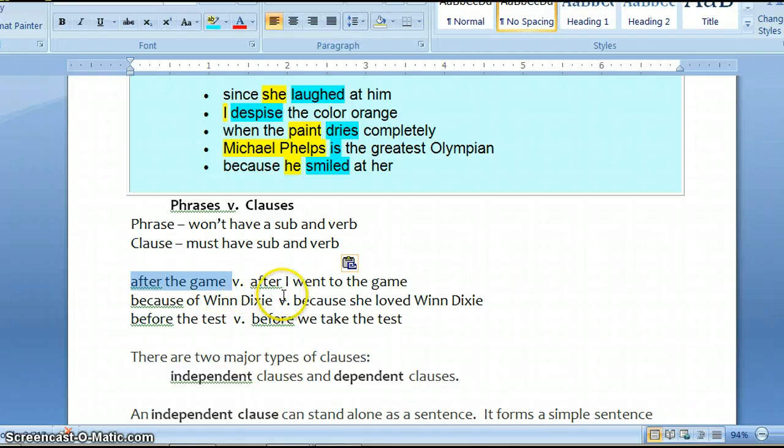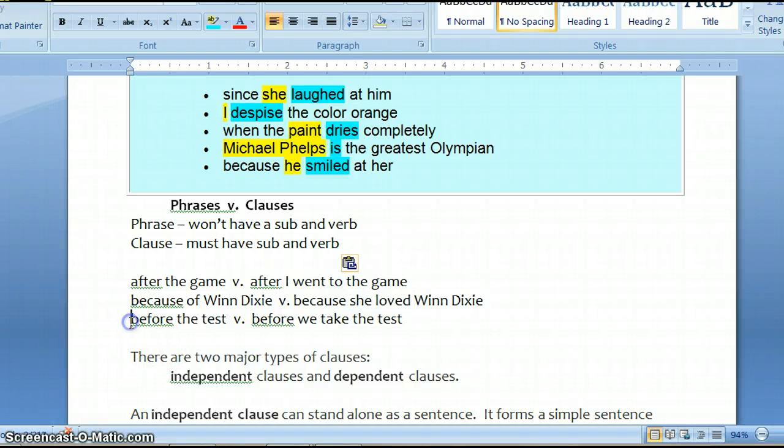Very similar wording, but in this one you have I went as your subject and your verb. So this one is a clause, but after the game is just a phrase. Let's look at the next one. Because of Winn-Dixie is just a phrase. If we move over here, because she loved Winn-Dixie, because we've added she loved, that's a subject and a verb, and now it becomes a clause.